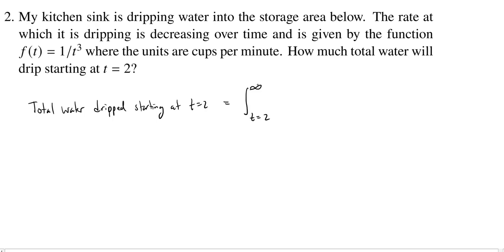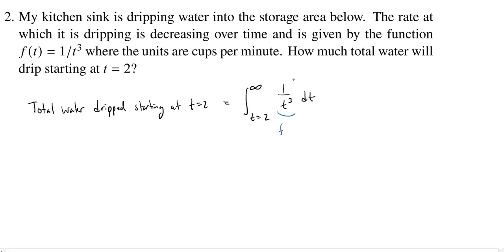If we knew that I stopped the drip 8 minutes later, we could stop it at 10, but since we don't know that, we'll just go to infinity. And now I want to accumulate the rate of change function. So this was 1 over t cubed times dt. All right, so this is an improper integral. We're going to need to find an antiderivative. That shouldn't be too much of a chore.